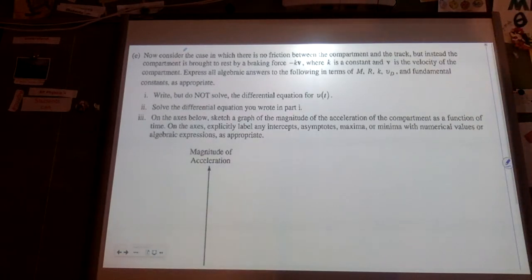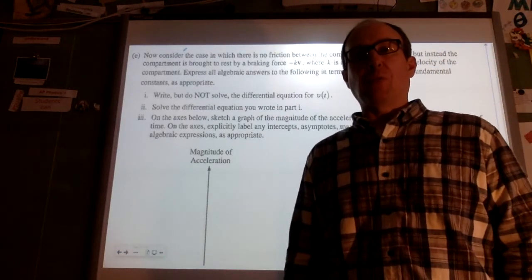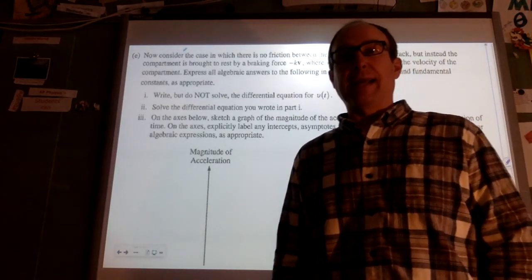Now consider the case in which there is no friction between the compartment and the track, but instead the compartment is brought to rest by a braking force that's negative kV, where k is a constant and v is the velocity of the compartment. Express all algebraic answers to the following in terms of m, r, k, v subscript capital D, and fundamental constants as appropriate. So for these, we want to make sure you use the letters that they tell you.